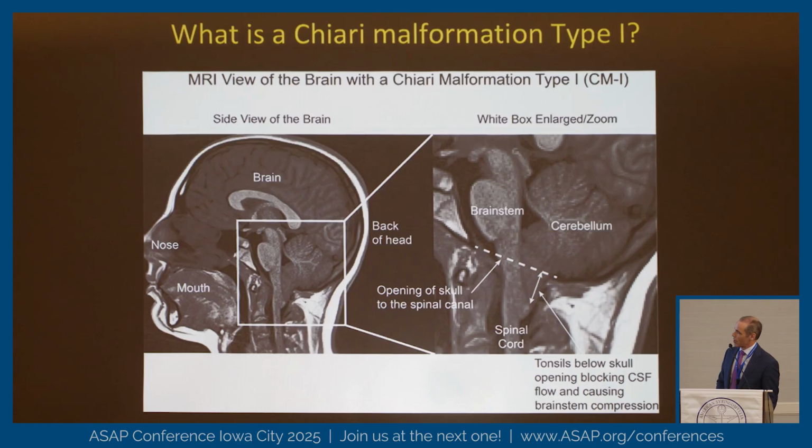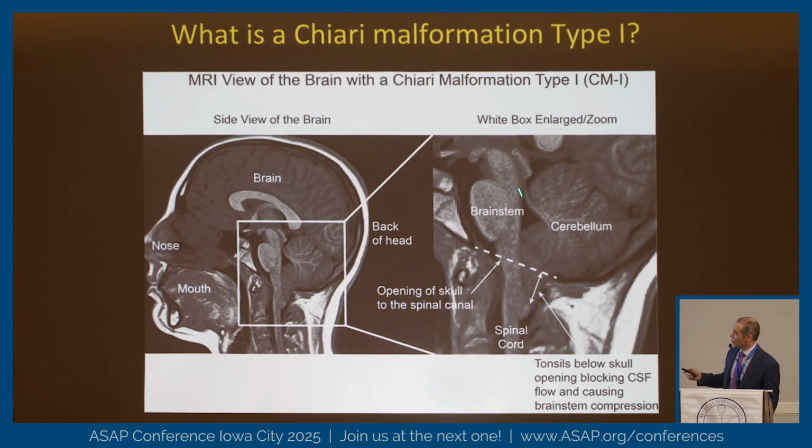But what happens in a Chiari malformation? This is an MRI, a sagittal view. You can see this is the cerebellum here, and this is a blown up view of that, and you can see it's pushed down into the canal, and it's pushing on the brainstem, and it pushes the brainstem down even further. So this is causing brainstem compression.